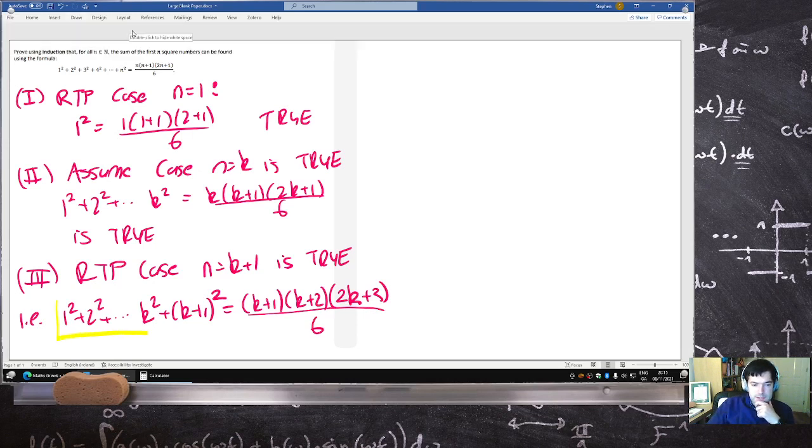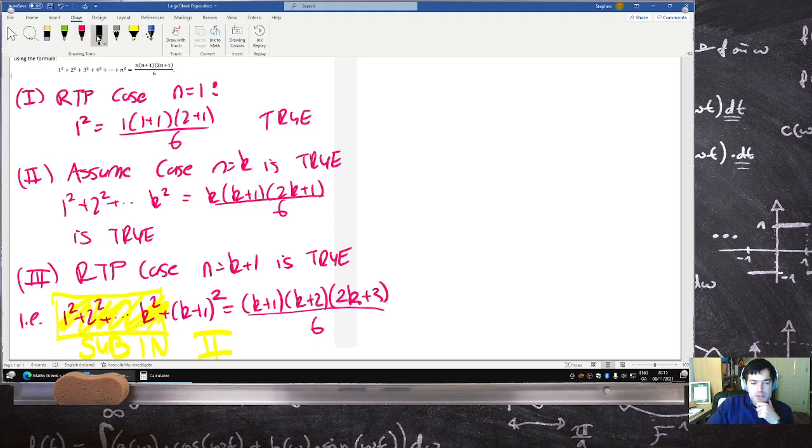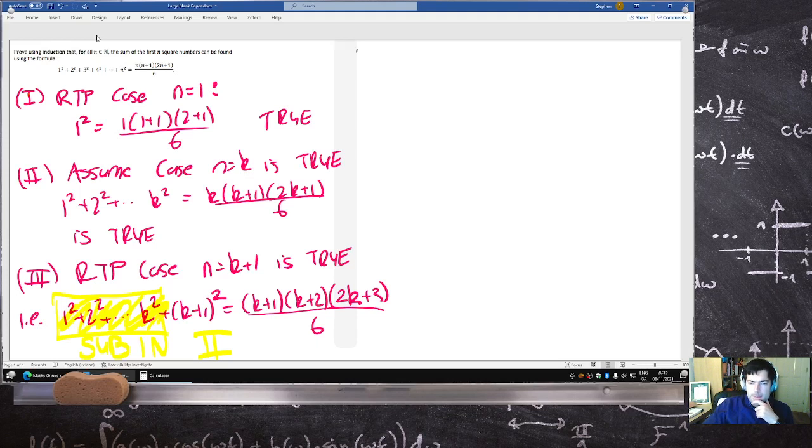That is, sub in 2 here for that. So we end up with k plus 1, 2k plus 1 over 6 plus k plus 1 squared. I need to show that that's equal to k plus 1, k plus 2, 2k plus 3 all over 6.